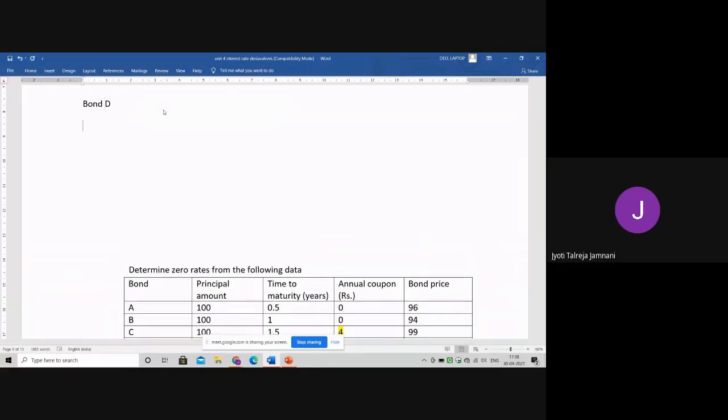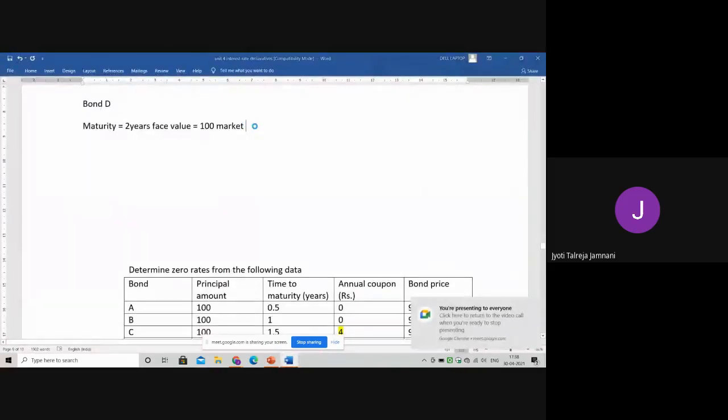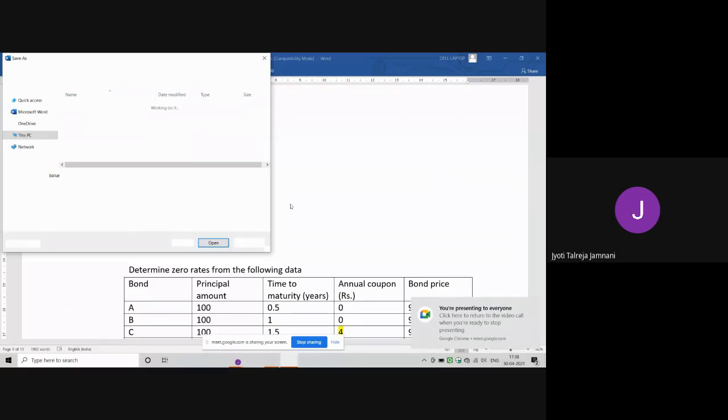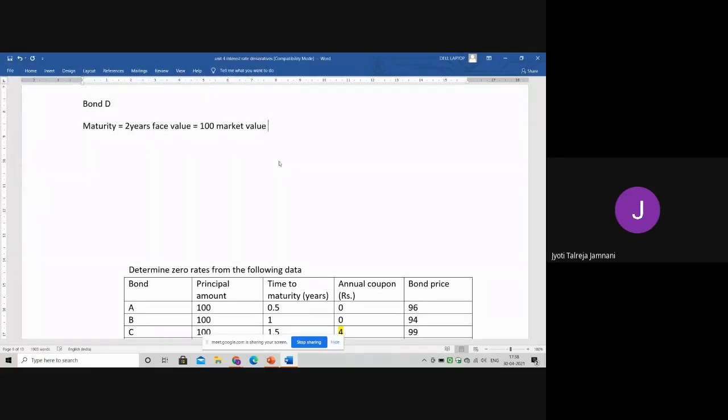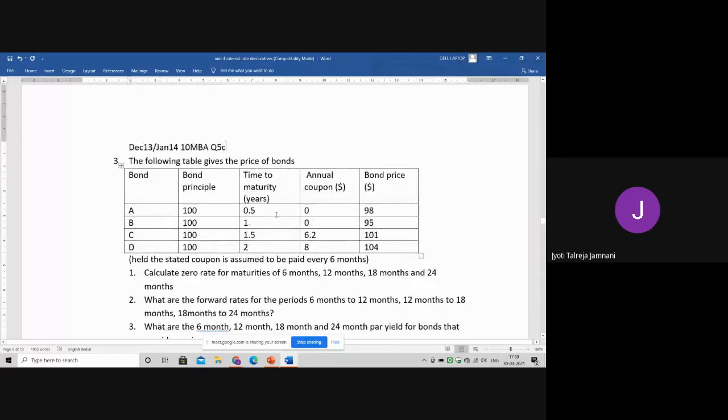Bond D. Maturity is 2 years. Face value 100. Market value 104.